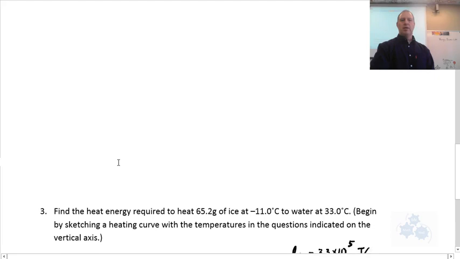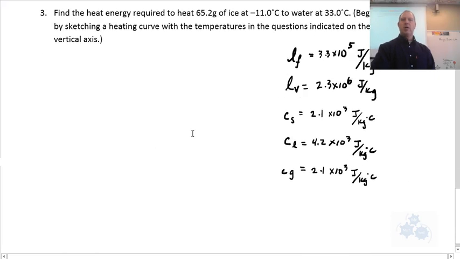Okay, so here's the last one. This will take maybe a little bit longer to do, but this is a heating curve question. So I want you to sketch the heating curve.